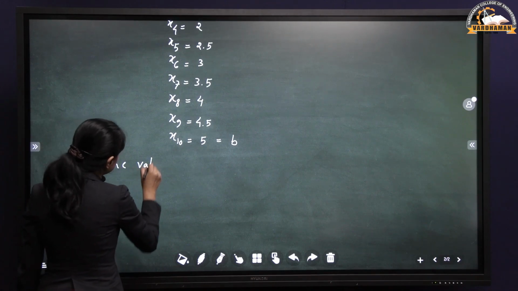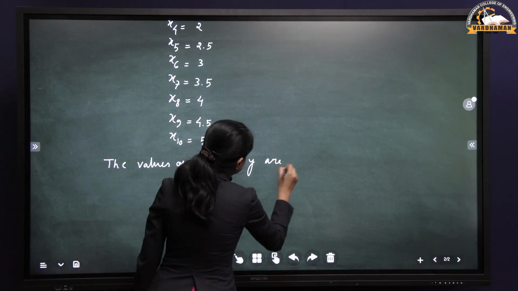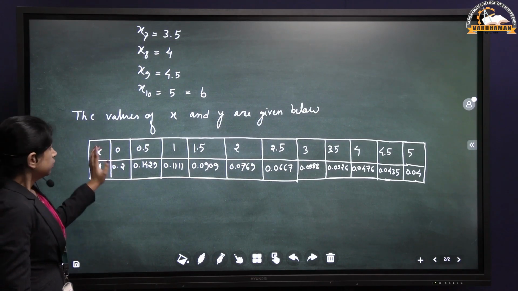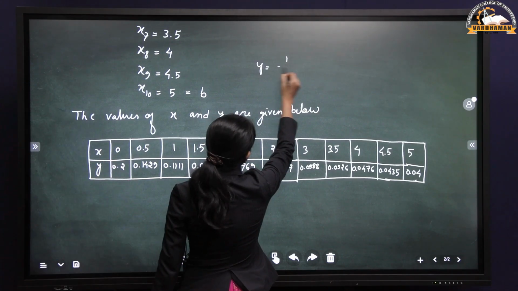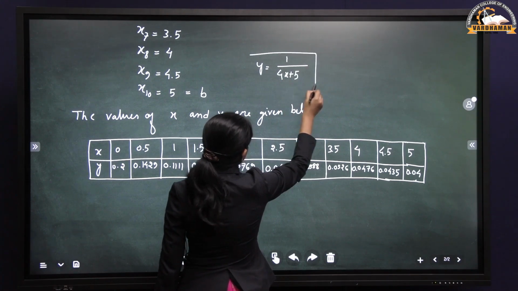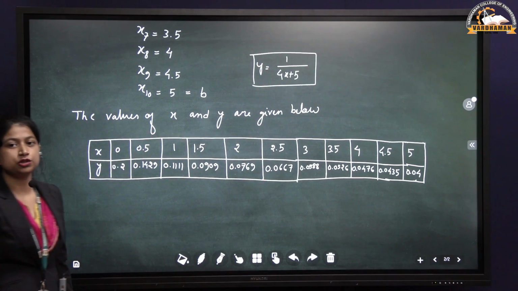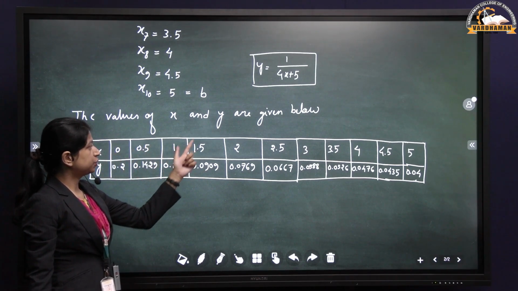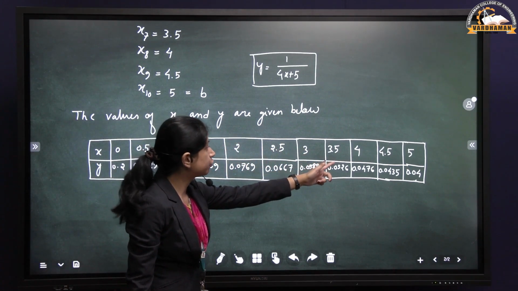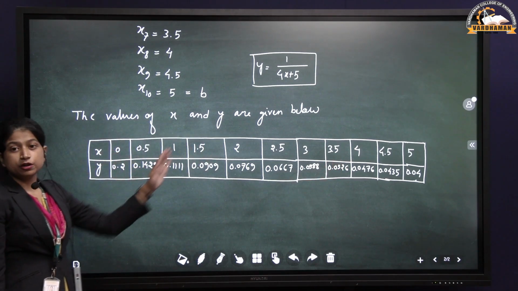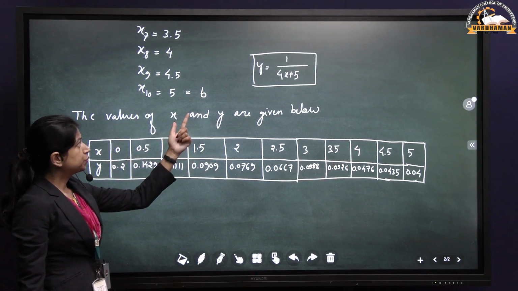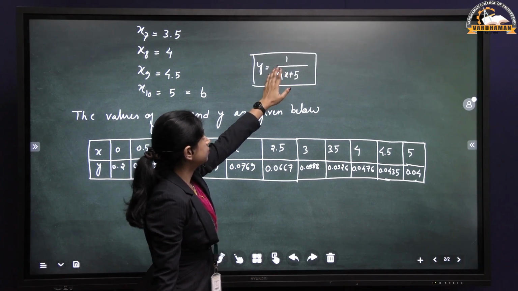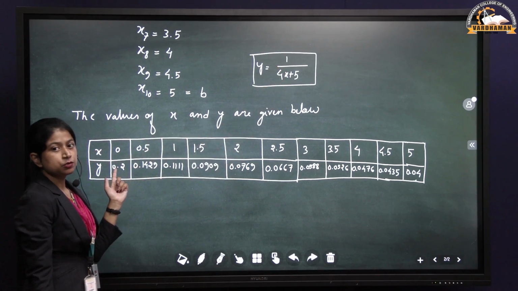The values of x and y are given below. These are x values, these are y values. Look at this table. We had y equal to 1 by 4x plus 5, right? This is the function which was given to you. So now x values we know 0, 0.5, 1, 1.5, 2, 2.5, 3, 3.5, 4, 4.5 and 5. If you use a calculator for 0, we need to put it here. So for x equal to 0, what you will get? 1 by 5. 1 by 5 is 0.2.